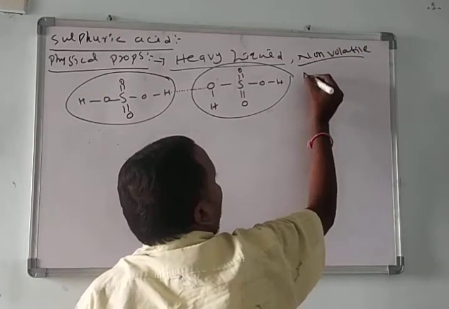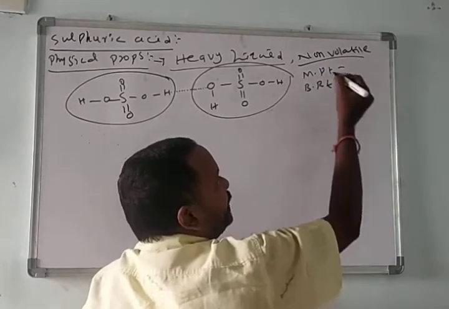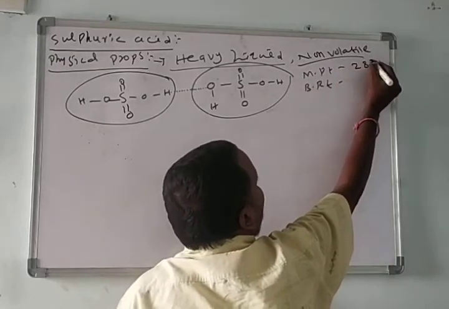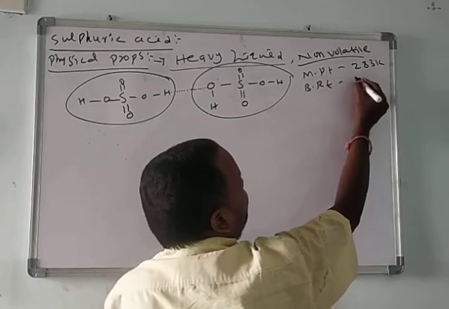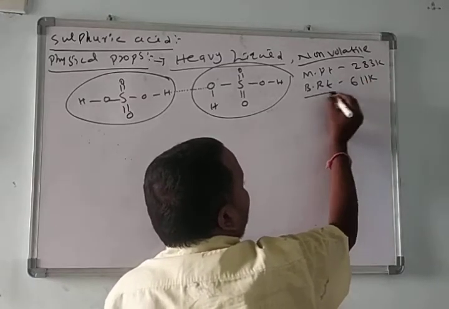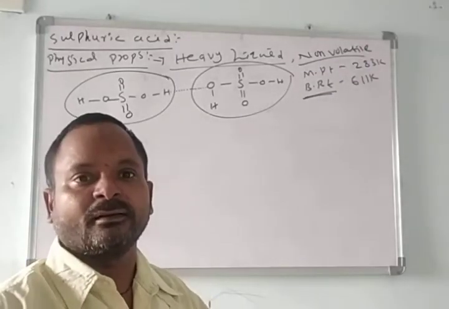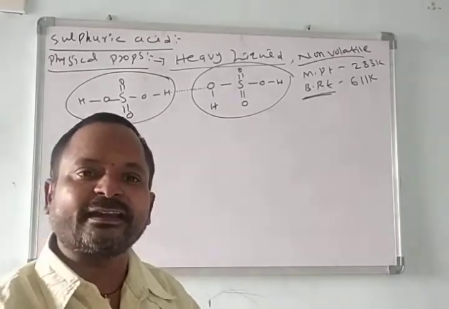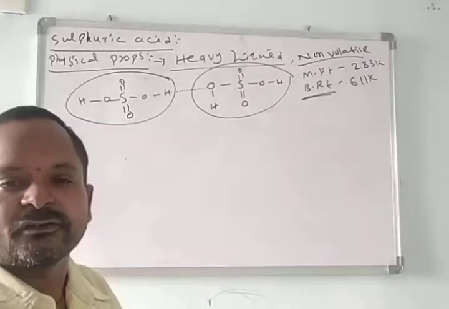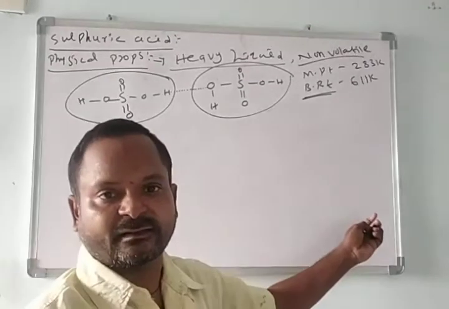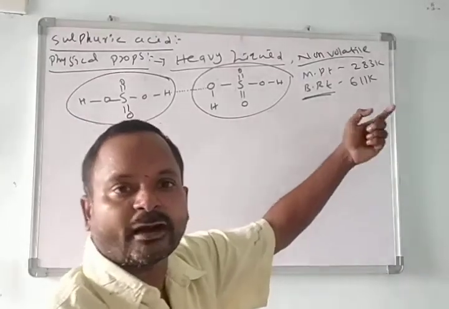It has a high boiling point and melting point. The melting point of sulfuric acid is 283 Kelvin, due to intermolecular hydrogen bonding. The boiling point of sulfuric acid is 611 Kelvin. It has a very high boiling point. That's why, for the determination of the boiling point of any organic or inorganic compound, we use sulfuric acid as a reference, due to its high boiling point. Why does it have such a high boiling point?